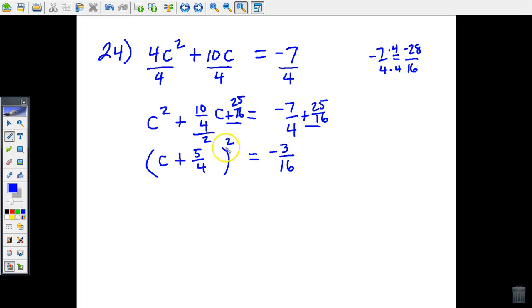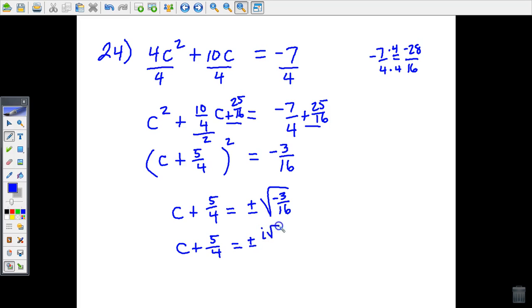Okay, so we're ready to do the square root of both sides. So that is c plus 5 fourths equals plus minus, and I'm going to show the radical and then we'll simplify it. Okay, so let's show the simplified form of this. Remember how we would simplify the square root of negative 3? That's i times the square root of 3. And how we would simplify the square root of 16? That's pretty easy. That's just 4. And we are almost done.